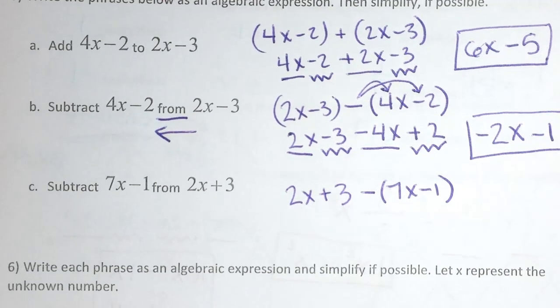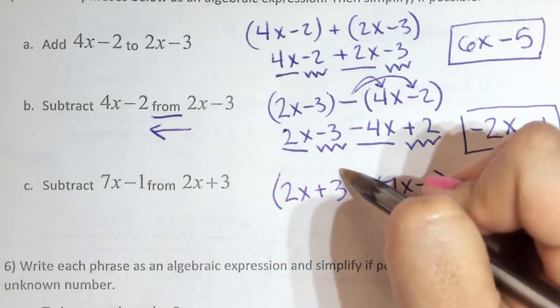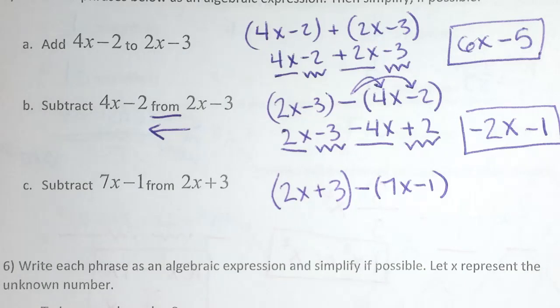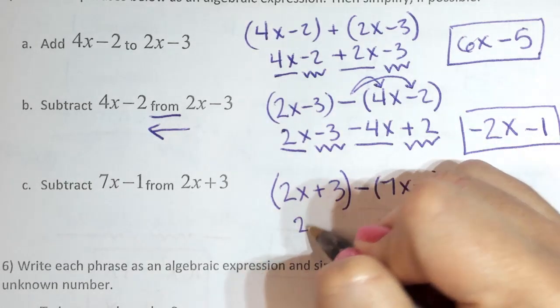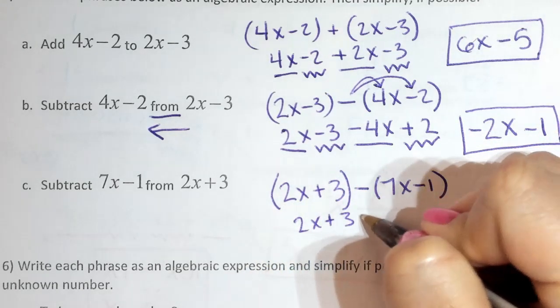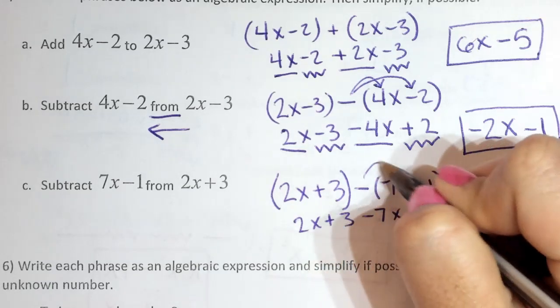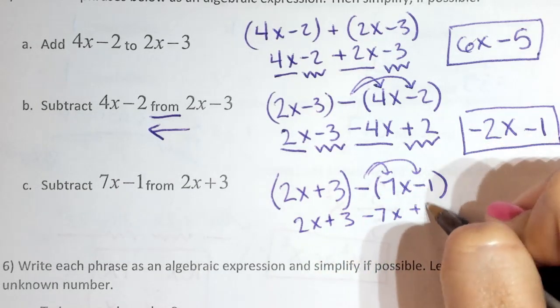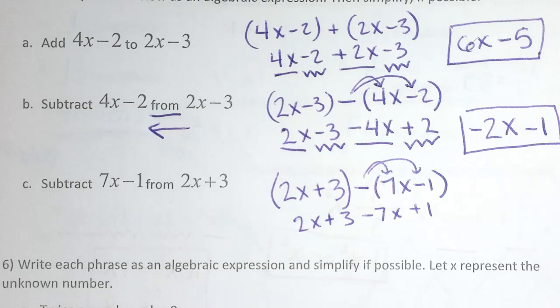So this is what you should have. And if you have that first one in parentheses, that is fine. Any questions with that? Can you simplify it so I can see what I'm supposed to do? You would just have 2x plus 3 minus 7x plus 1, and then you combine your like terms.